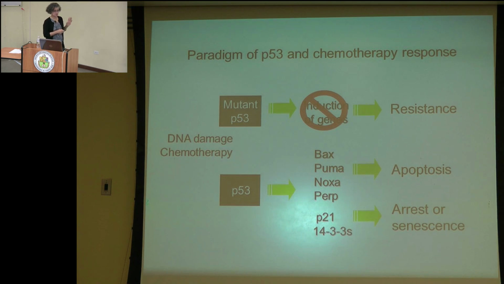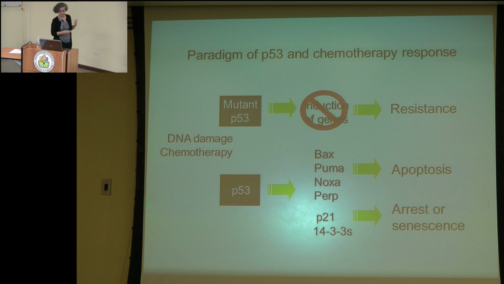So this is the paradigm. Before we started these experiments, this is how a clinician actually sees chemotherapy effect on a tumor. If p53 is wild type, DNA damage, of course, will activate p53, and then p53 can induce apoptosis or it can induce arrest or senescence. These are the two main pathways that p53 initiates to suppress tumor growth. Okay? I believe it makes sense.